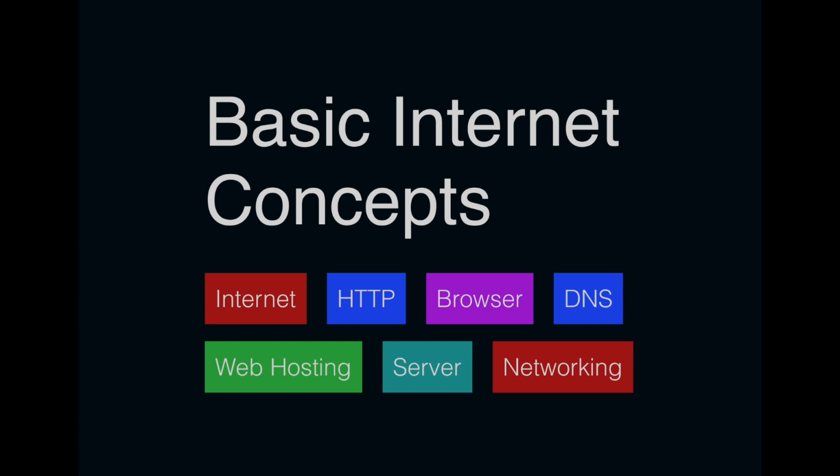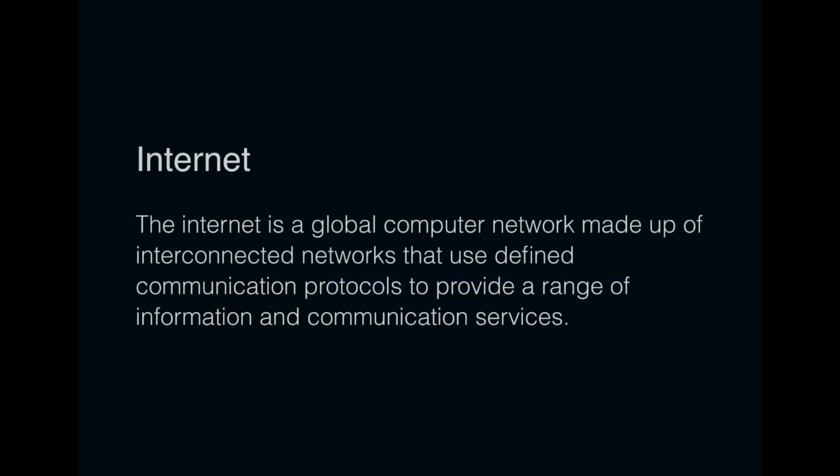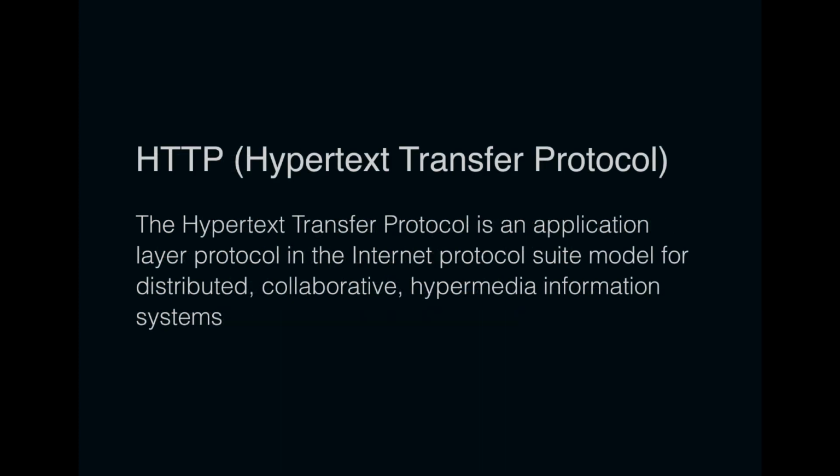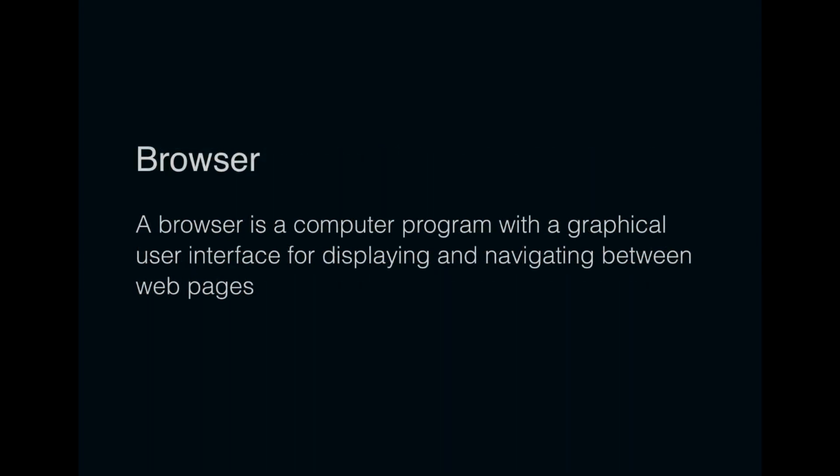Let's quickly go through some basic internet concepts. The internet is a global computer network made up of interconnected networks that use defined communication protocols to provide a range of information and communication services. The Hypertext Transfer Protocol is an application layer protocol in the Internet Protocol Suite model for distributed, collaborative, hypermedia information systems. A browser is a computer program with a graphical user interface for displaying and navigating between web pages.